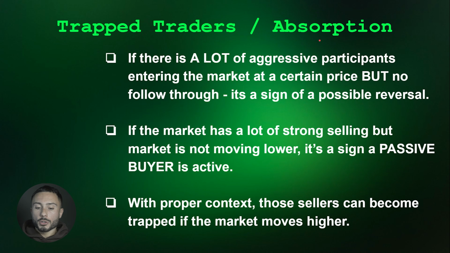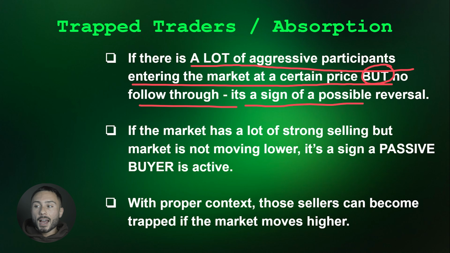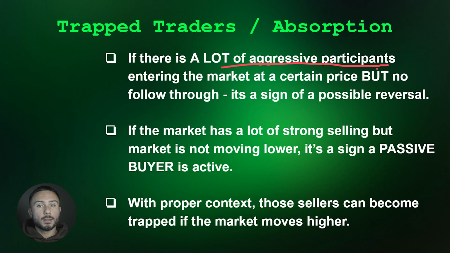The number one most important concept to my trading is spotting absorption, or spotting trapped traders. I don't want to call it my holy grail, but this is what I look for on a daily basis. If I see a lot of aggressive participants entering the market at a certain price, but no follow through, it's a sign of a possible reversal. So very key here: aggressive participants, a lot of them entering the market, but no follow through.